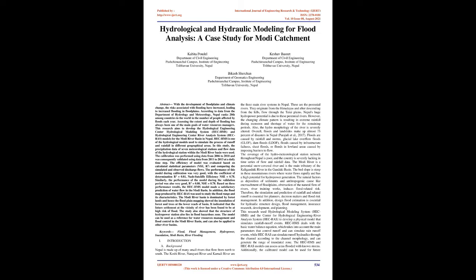the Modi Basin. In addition, the flood map produced by HEC-RAS was used to study the flood range and its characteristics. The Modi River Basin is dominated by forest lands, and hence the floodplain mapping showed the inundation of forest and trees at the lower reach of the basin. It indicated that the future settlement in the vicinity of the river has been found to be at high risk of flood. The study also showed that the structure of the hydropower station also lies in a flood hazardous zone.